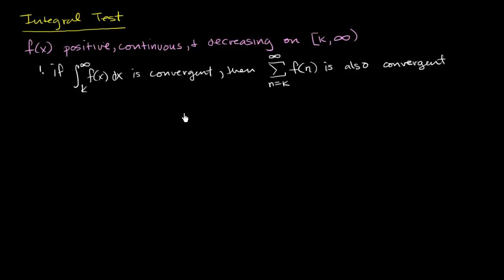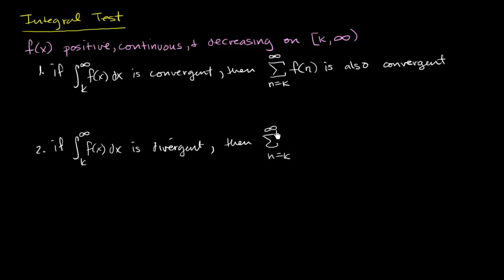But the second deduction that we might be able to make using the integral test is if it's the other way around. That if the improper integral from k to infinity of f of x dx is divergent, then the same thing is true for the corresponding infinite series. Then this infinite series is also going to be divergent.